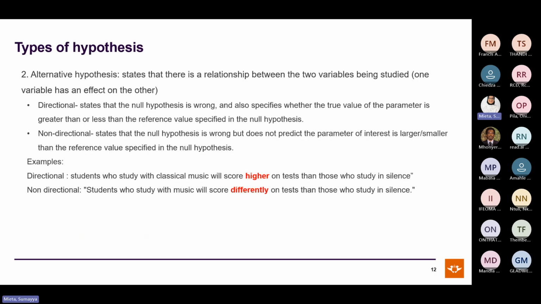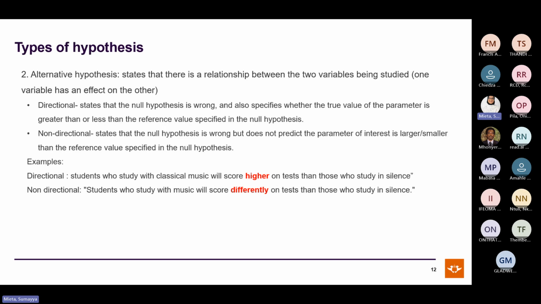So in the alternate hypothesis, there's also two types of the alternate hypothesis. In that, there can be a directional alternate hypothesis or a non-directional hypothesis. And what do we mean by this? A directional hypothesis tells us that the null hypothesis is wrong, but it also specifies which parameter would be the one that is either greater than or less than the value specified in the null hypothesis.